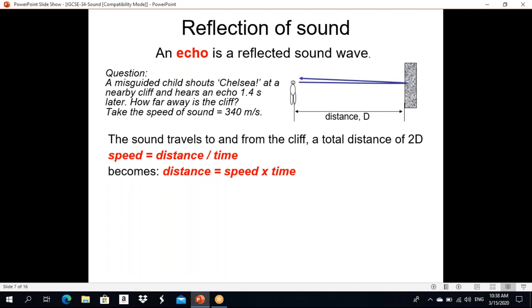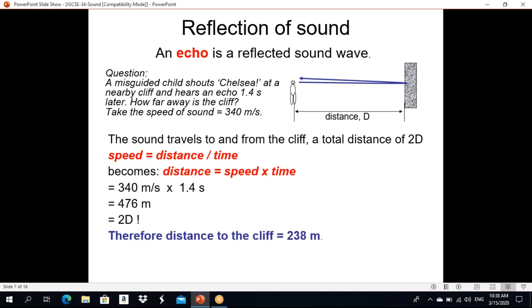So we need to calculate distance. 340 times 1.4 second will give 476 meter. But it is 2D, because it's going and coming back, D plus D equals 2D. Therefore the distance to the cliff is 238 meter, because 476 divided by 2 equals 238 meter.